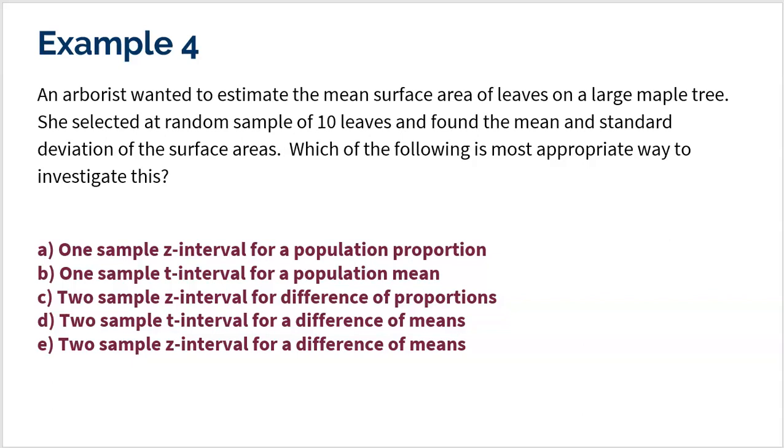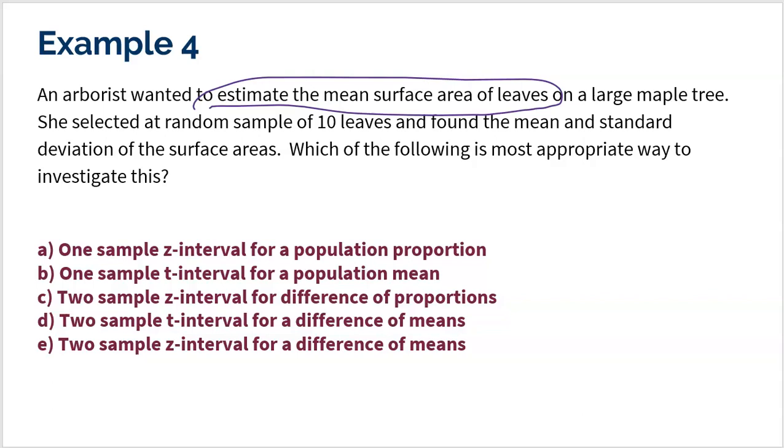Now, notice that there's no claim being made here. She just wants to estimate the mean surface area of the leaves. She has no idea what it is. She's not believing it's more than this or less than that. She just wants to find it. That's where you're going to need an interval. Now, all of our choices involve an interval here, so that's pretty obvious. But if she wants to estimate something, you need to do it with an interval.